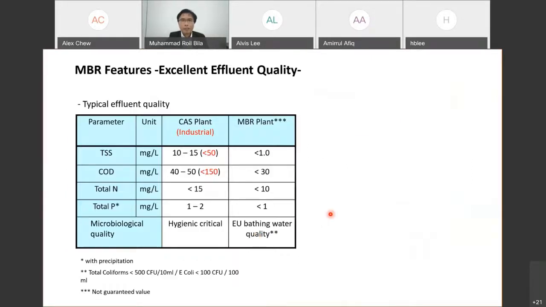Okay, so how good is the effluent quality of MBR compared to the CAS? This example I take from a report from Toray. As you can see here, TSS for CAS can go from 10 to 15 if this is for domestic, and for industry it can go up to 50. COD level normally for domestic we can achieve 40 to 50, but for industry it can go up to 150. And for all of these parameters, you see in MBR they are much lower. So it was a big question for the research community at the time when this kind of report was produced, because people wondered why it happened.